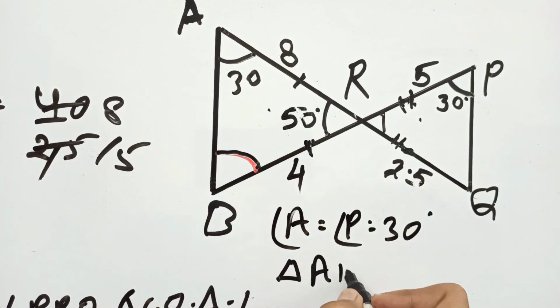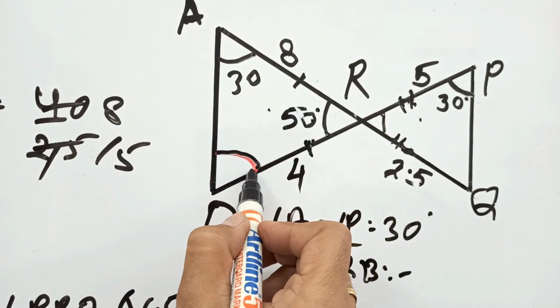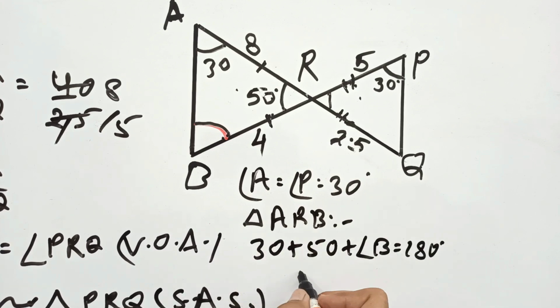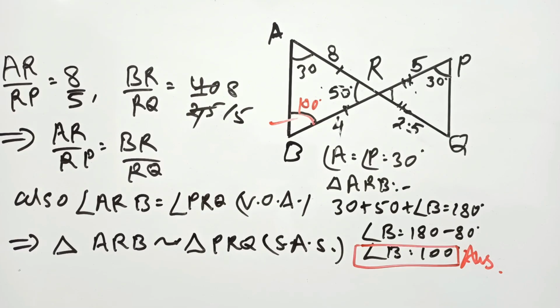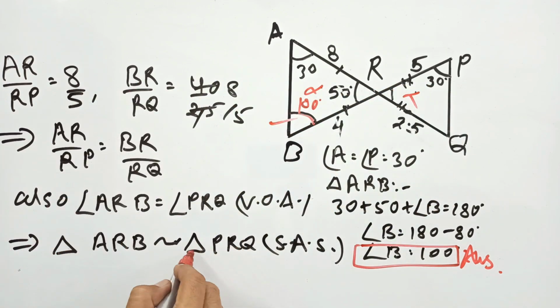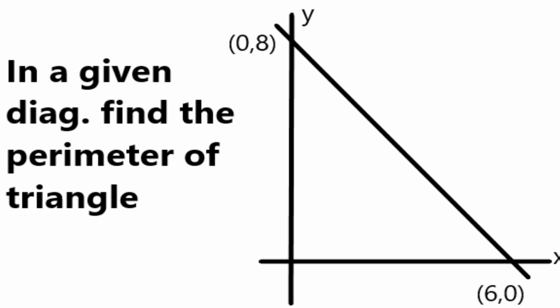So in triangle ARB, by angle sum property, 30 plus 50 plus this angle is 180. So this is 80. So angle B will be 180 minus 80. So the answer is 100 degrees. So at a glance, let's see once again. First we prove it similar, then the equal parts of similar triangles, and using the angle sum property we found the angle B. Now question number 7 from coordinate geometry, we need to find the perimeter of this triangle.